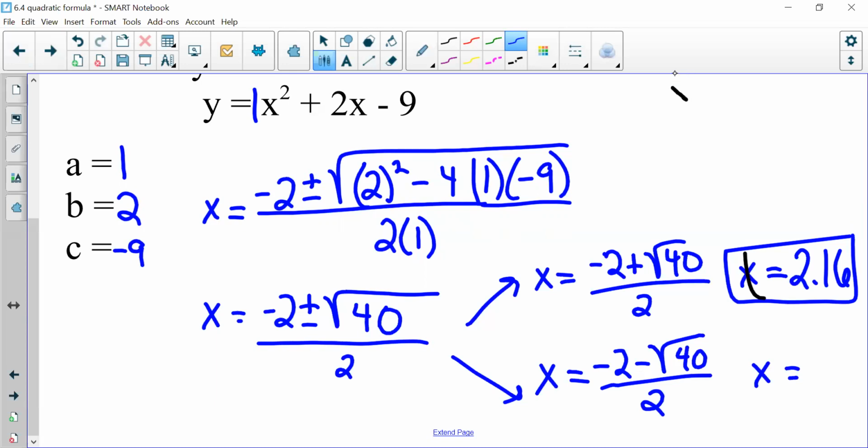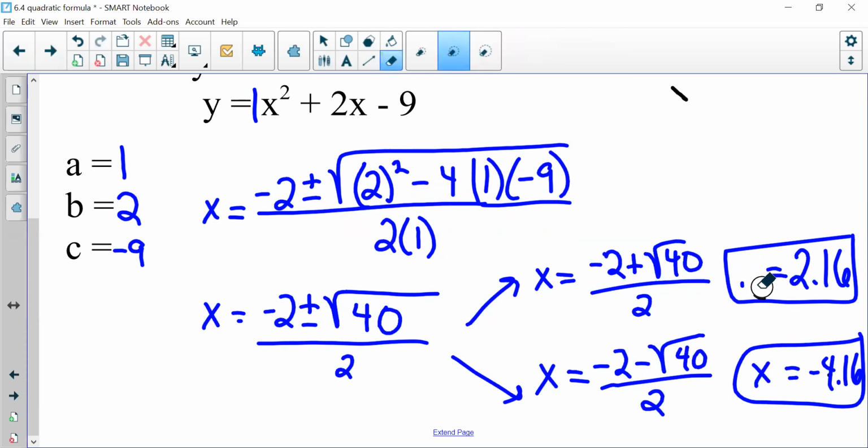What are you getting? You just get the negative. I got negative 4.16 as well. Those are your x-intercepts. You're actually done. That's it.